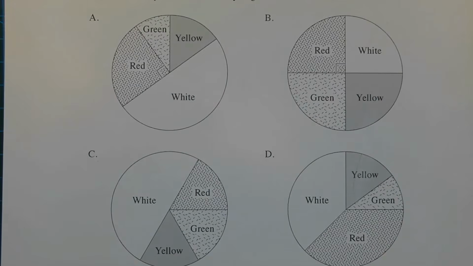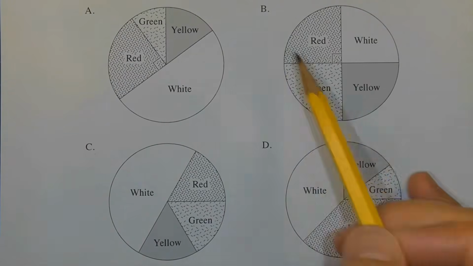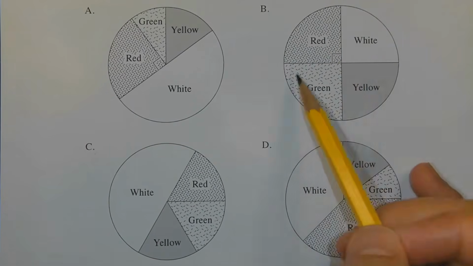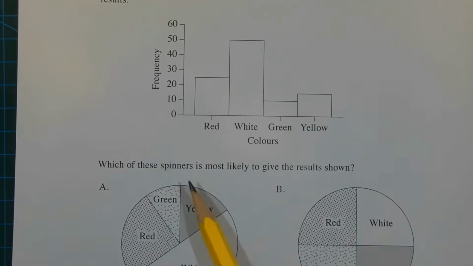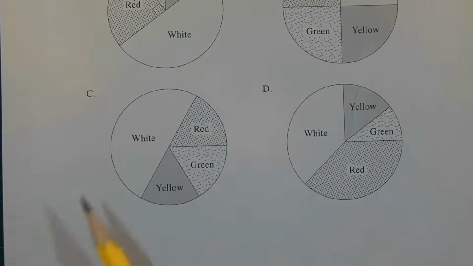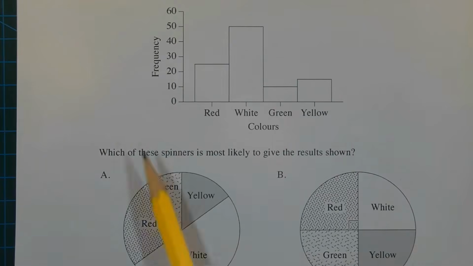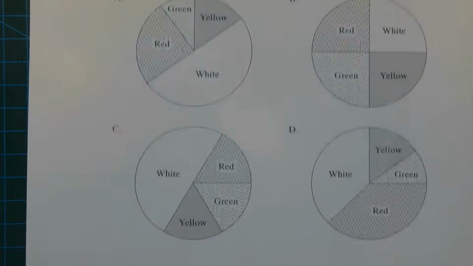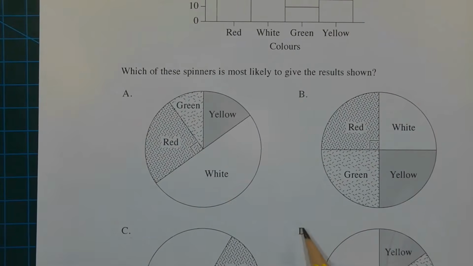So looking at the sectors that make up these spinners, this implies that the sectors for those 4 colours will be of different sizes. So looking at option B, the sectors for red, green, yellow and white are equal in size. So option B is incorrect because the columns that represent those colours are all of different heights. Also, option C, yellow, green and red, those sectors are equal in size, which implies that the columns for red, green and yellow will be equal in height. But on the histogram, they're different heights. So option C is also incorrect. That leaves us options A or D to consider.